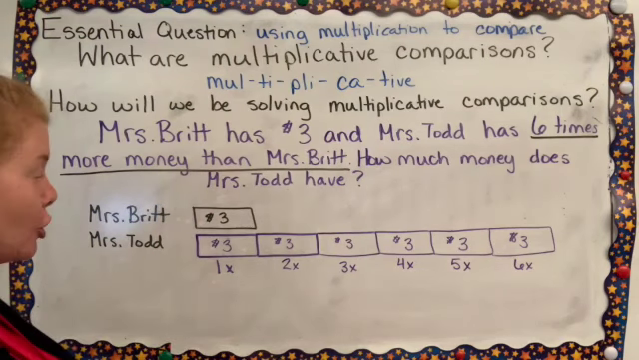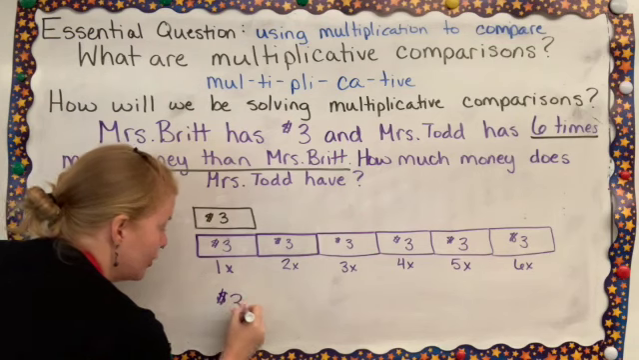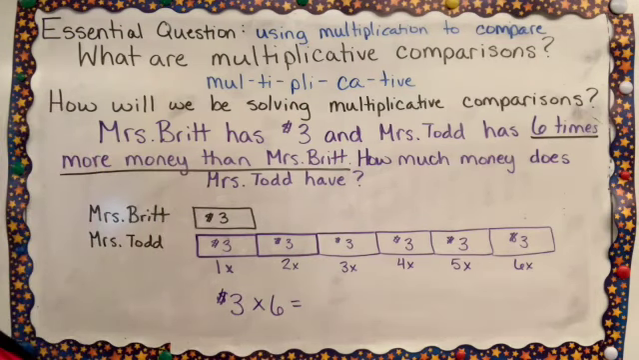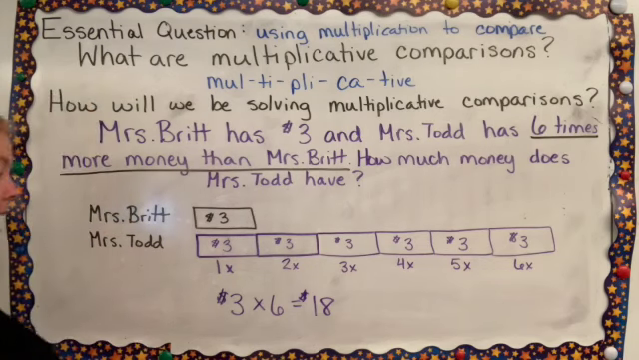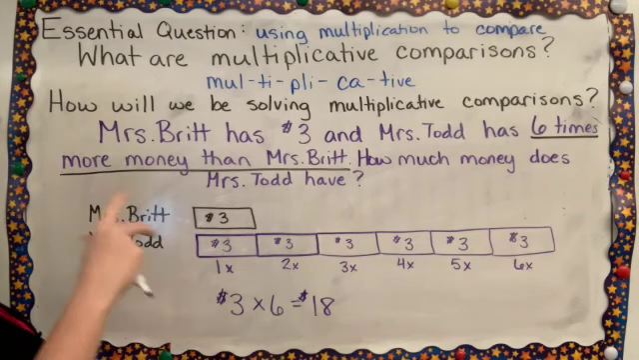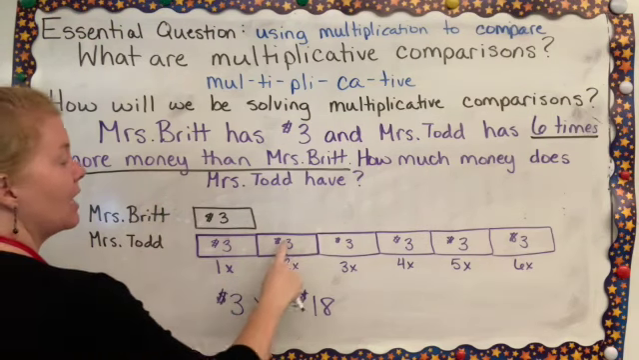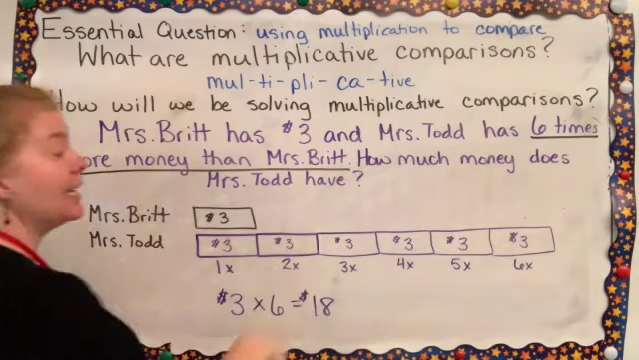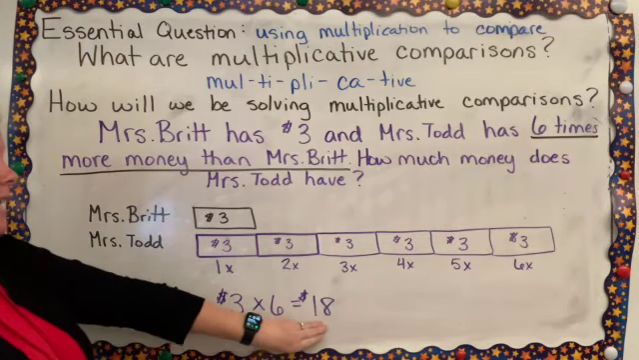So what I would have to do to solve this is say $3 times 6 equals how many dollars? Perfect. Miss Todd should have $18. Let's count by threes. You know your multiples. We've already done our multiples, so you know those. 3, 6, 9, 12, 15, 18. My model shows me that Miss Todd has $18.